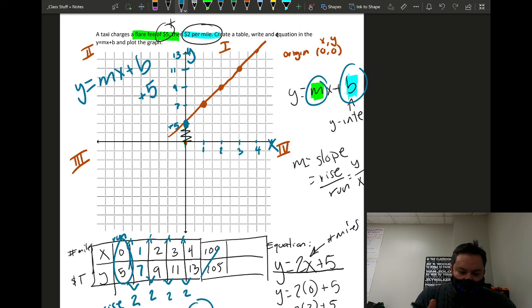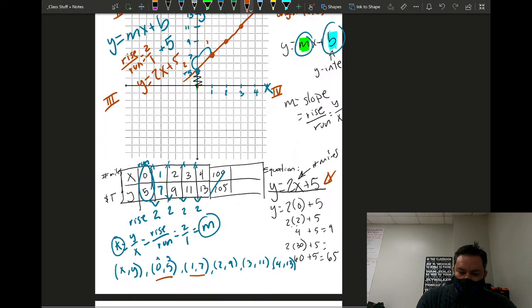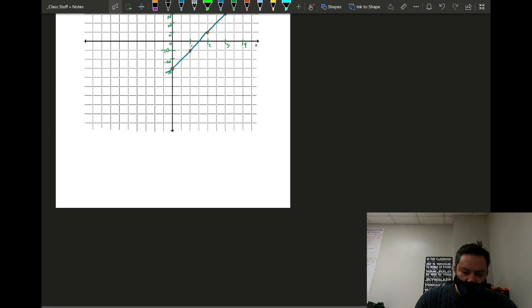Now, instead of m, let's look at my change. From 5 to 7, I'm gonna go up 2, and from 0 to 1, I'm gonna go up 1. So my change is gonna be 2, rise and run. My slope is gonna be rise over run, which is 2 over 1, which we can just write as 2, right? So y equals 2x plus 5, which is the same equation that I got at the beginning, right?